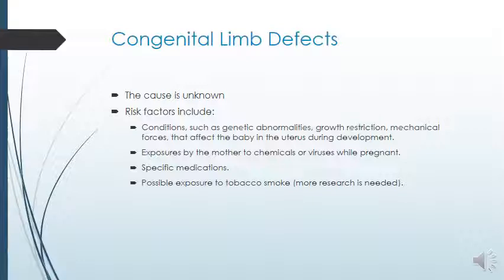The cause of many of these is unknown. Risk factors include genetic abnormalities, growth restriction, mechanical forces that affect the baby in the uterus during development, exposures by the mother to chemicals or viruses while pregnant, specific medications, and possible exposure to tobacco smoke. But more research is needed on this.